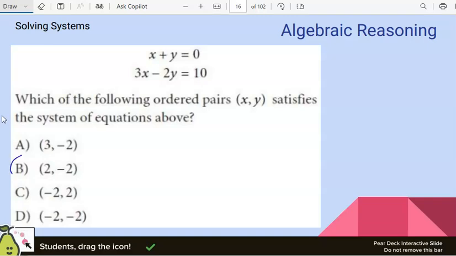The correct answer choice is B. Remember, we have answer choices such as these. You can also plug in each answer choice into the given equations to see if they're true for both equations.